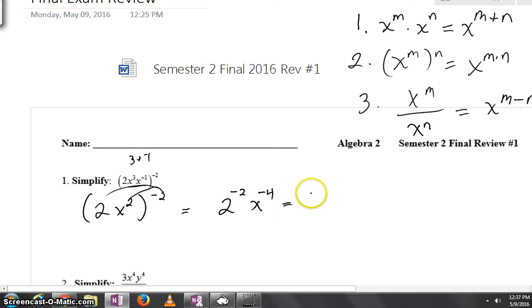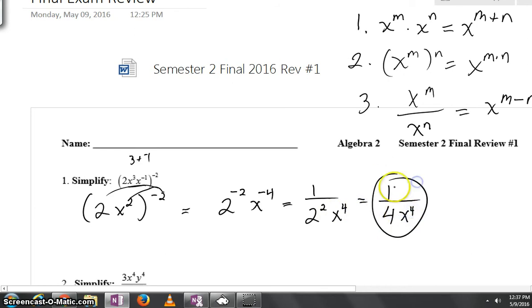Then we're going to use that fourth property. It's off the screen, but we're going to take a reciprocal. We're going to flip, and we're going to have positive powers. 1 over 2 squared times x to the fourth. Simplifying that, you'll get 1 over 4x to the fourth.